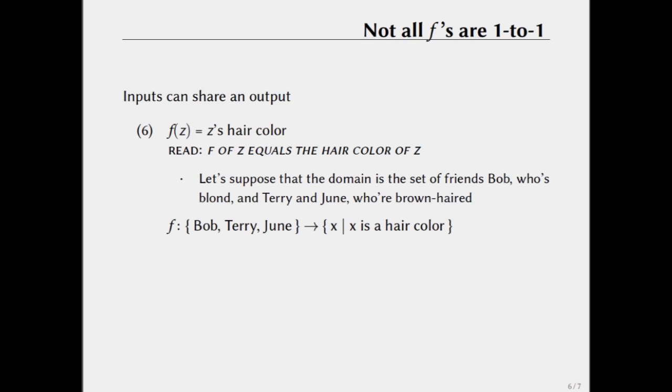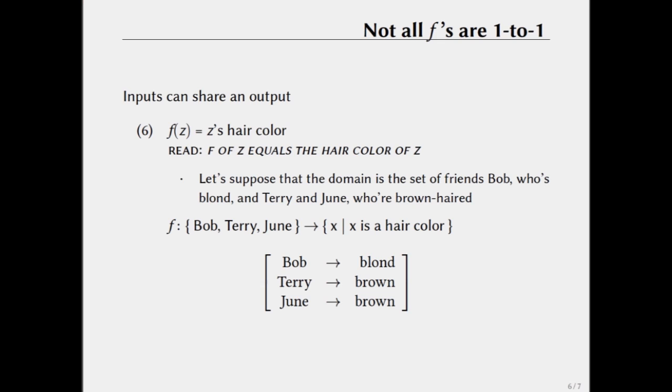So let's suppose that the domain in this example is small. It has the set of friends, Bob, who's blonde, Terry, who's brown-haired, and June, who's brown-haired. So we can take this function, f, and it maps from the domain, the set of Bob, Terry, and June, to the set of x such that x is a hair color. That is to say, from this set of people to the set of hair colors. And it will do so like this, because Bob is blonde, Terry is brown-haired, June is brown-haired. So in that sense, we can get all sorts of mappings, any kind we like.